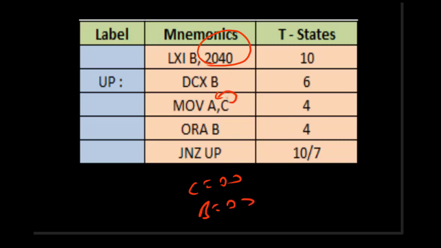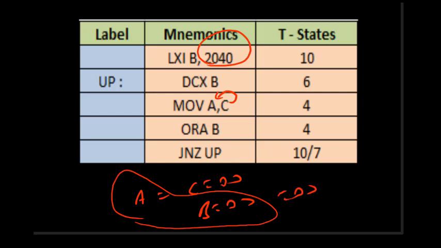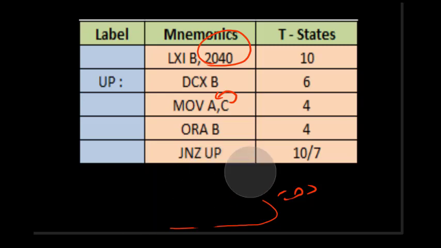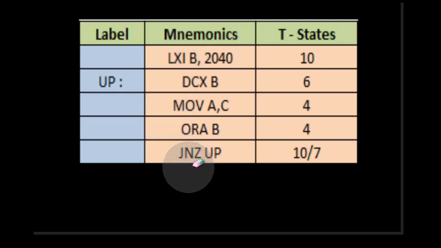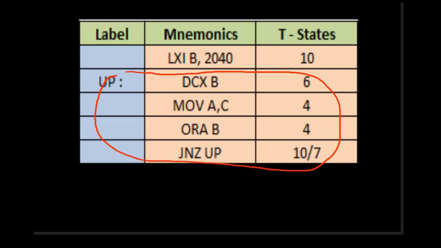C is transferred to A, so A also becomes 0 0. Next we OR the contents of A with B. Now because A and B both are 0 0, the result is 0 0, and hence the zero flag will be set. So it will come out of the loop. And for all the other values it will just go up there. So this is the loop, these are the instructions which are inside the loop.